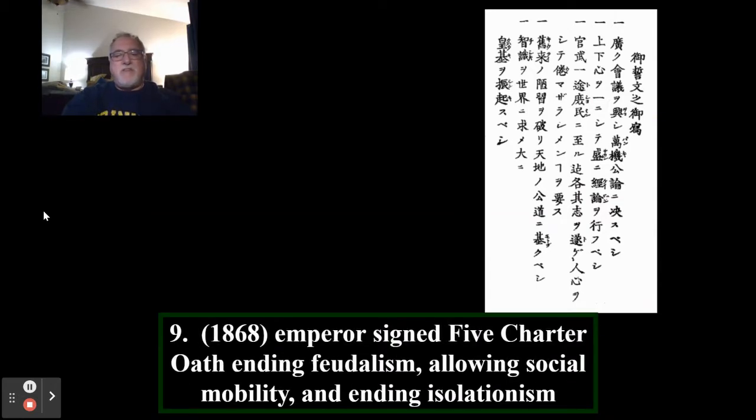In 1868, the emperor signed the Five Charter Oath, ending feudalism, allowing social mobility, and ending isolationism. Huge thing. Social mobility is huge. The fact that Japan is going to join the world is a big deal.